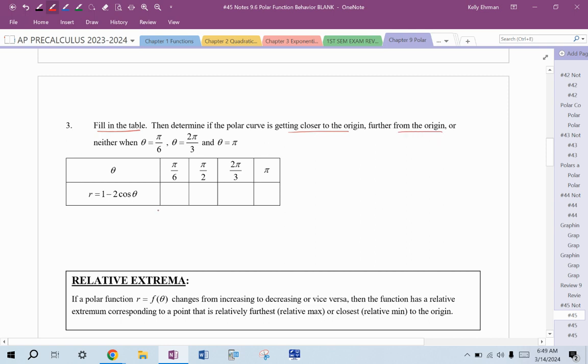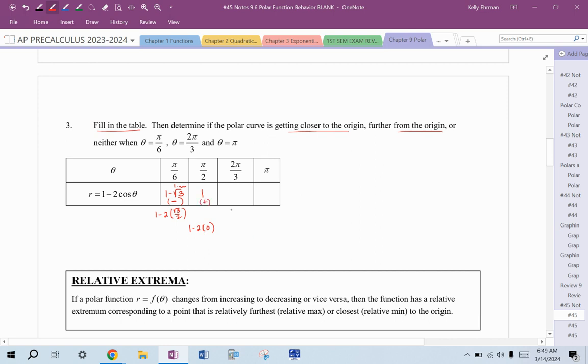All right, so pi over 6. So this is 1 minus 2 times radical 3 over 2, which is 1 minus radical 3. So they do expect us to know that that's 1 point something. So this is a negative value. 1 minus 1 point something is negative. Then we put in pi over 2. 1 minus 2 times cosine of pi over 2 is 0. So that's 1. It's positive.